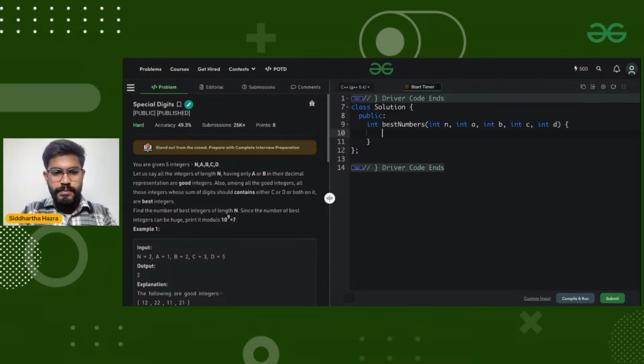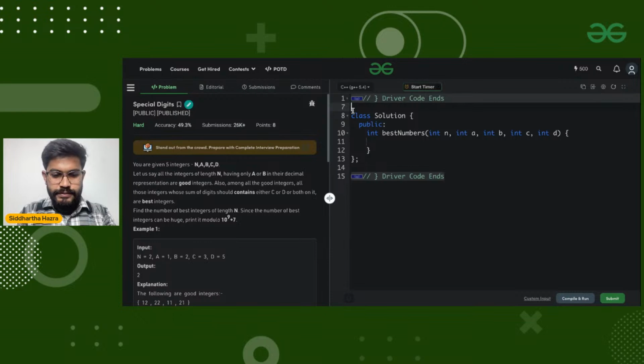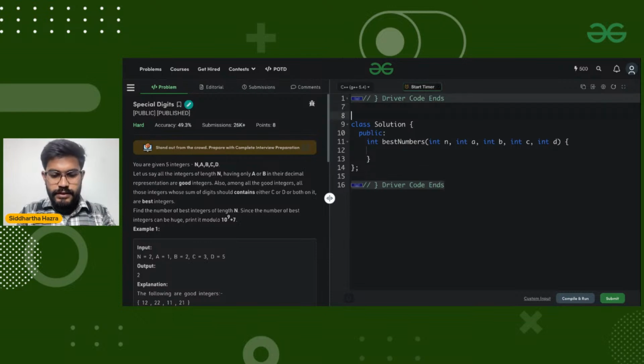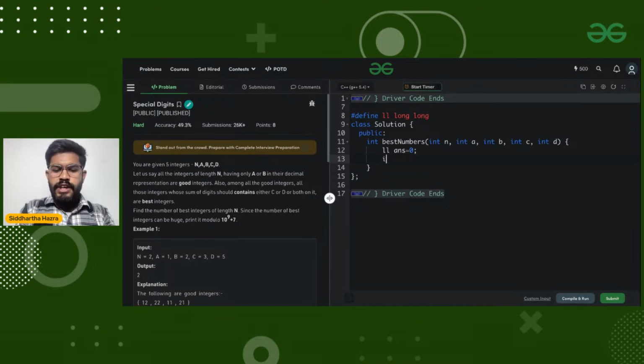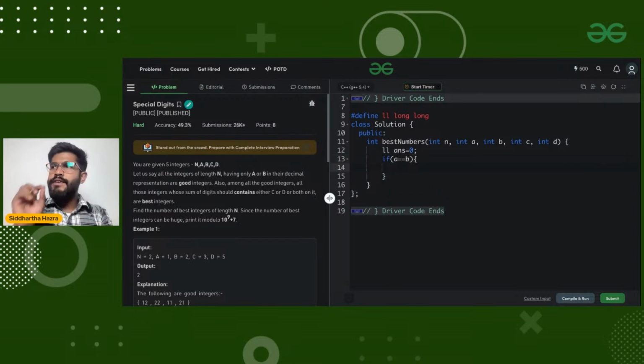Now let us just use this, because this would be needed a lot. Now we would say long answer is equal to 0. The very first condition is when A is equal to B. When A is equal to B, that means we can have only one digit. So we would have 5, 5, 5, 5, 5.